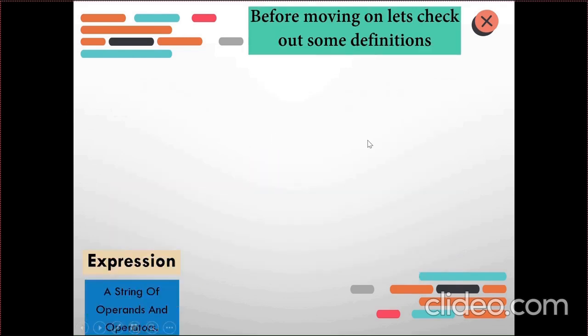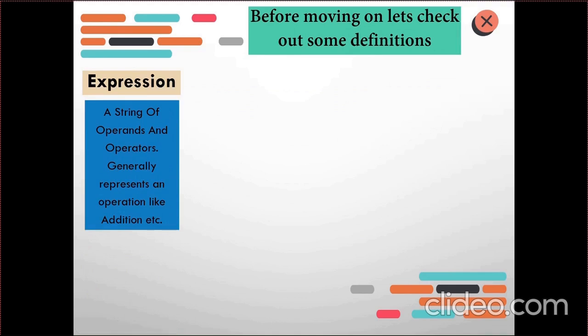So for that we will have to go through some definitions first, like what is an expression. An expression is a string of operands and operators. Generally it represents an operation like an addition, etc. So say we have an expression like a plus b. It basically represents an addition operation involving the two values or the operands a and b, and the operator in this case would be plus.